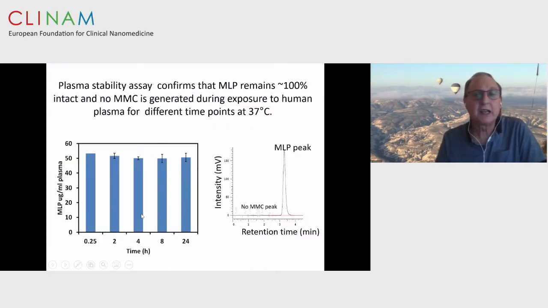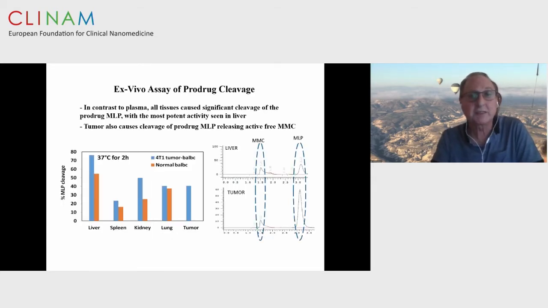So this product, by the way, Promethyl, is very stable in plasma. Even for 24 hours, there is no mitomycin C appearing in the HPLC. So the drug is protected, the prodrug is protected during circulation in plasma. But we know that tissues can activate very nicely this prodrug from the Promethyl liposomes.